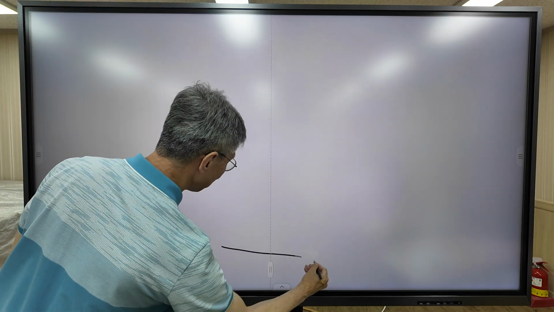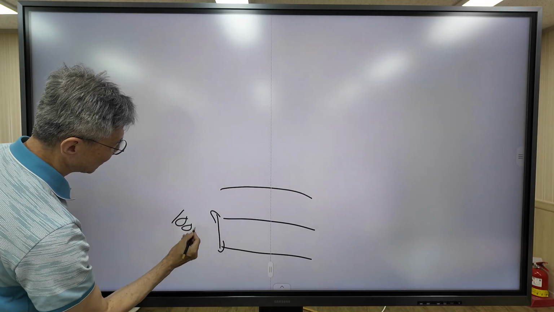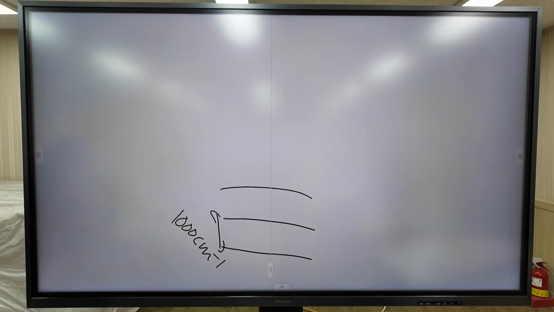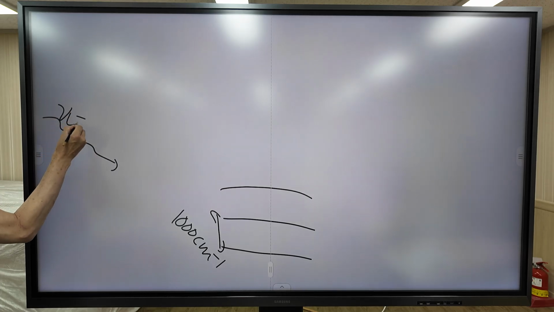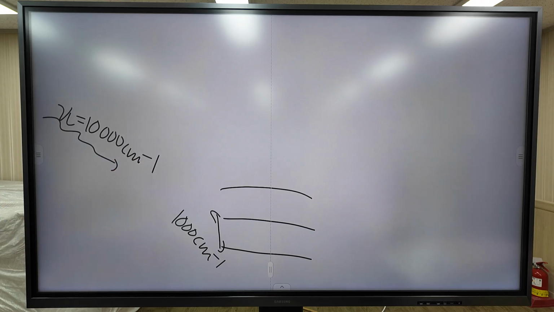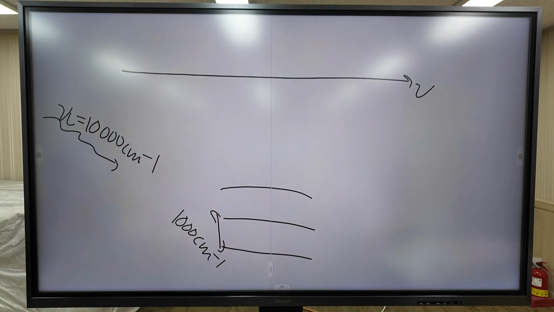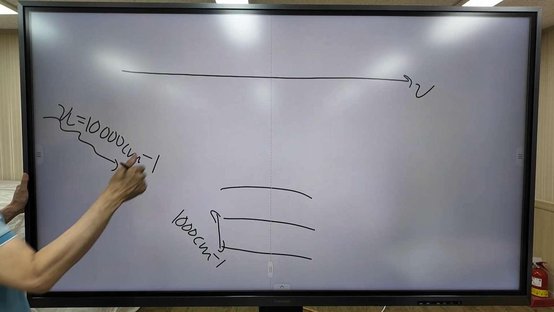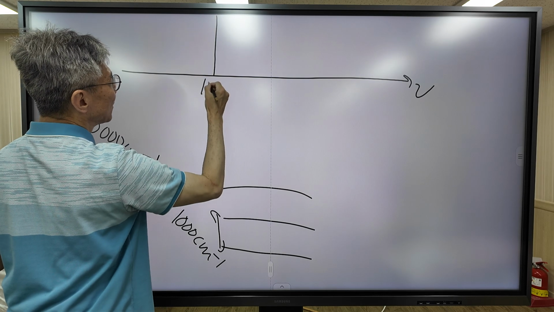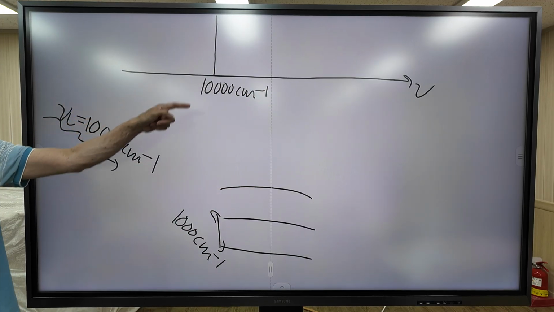Now, the vibrational energy gap is 1000 wave number. This is vibrational energy gap. And I'm going to irradiate laser with 10,000 wave number. What is the simulated Raman spectrum? The most intense line is the Rayleigh line. So the most intense peak is Rayleigh peak, which appears at 10,000 wave number. This is the Rayleigh peak.